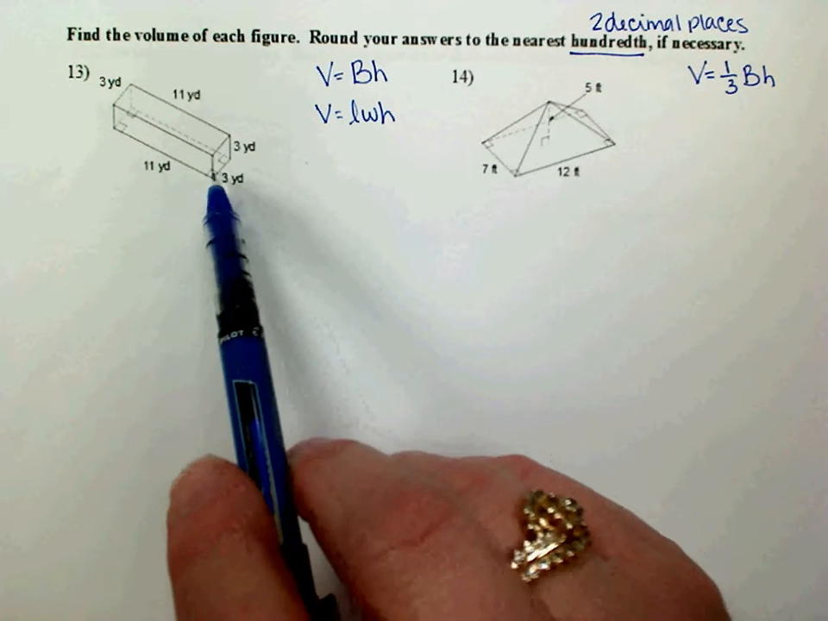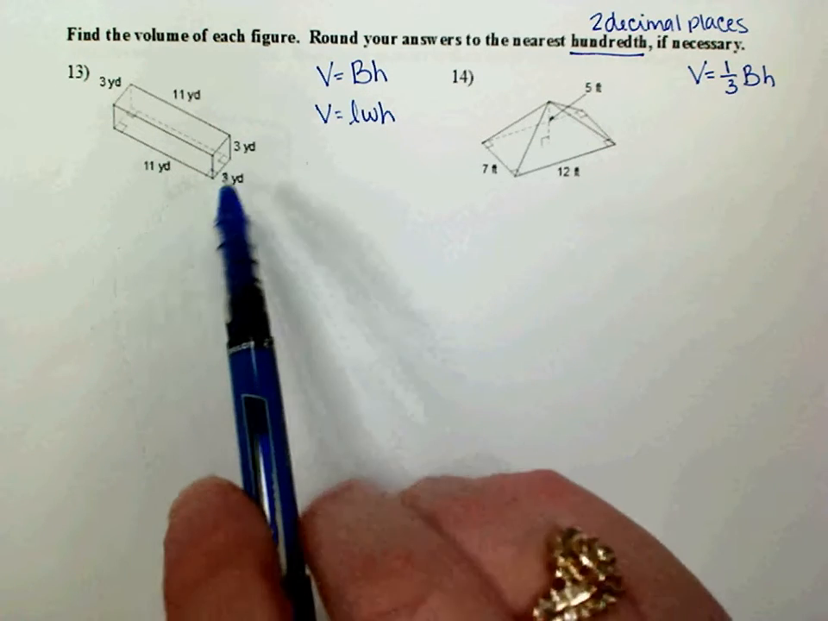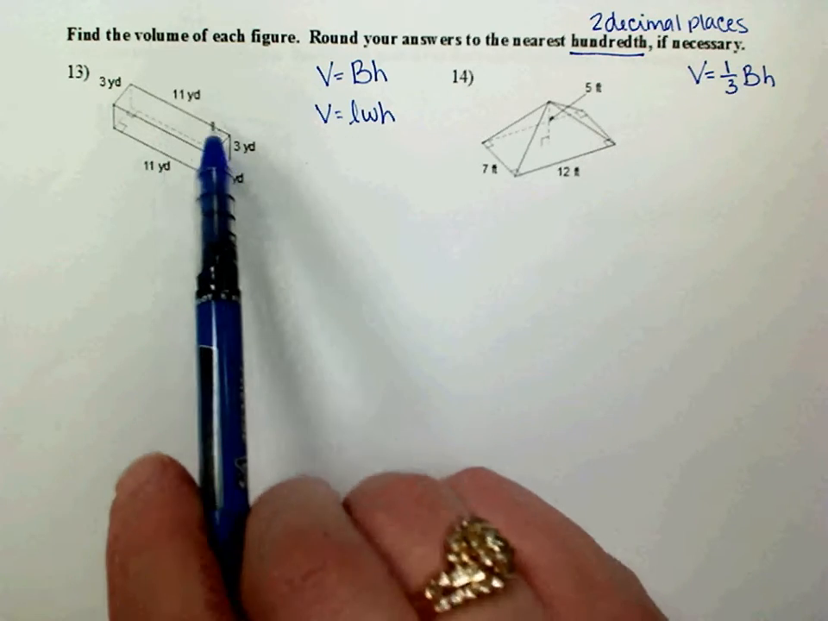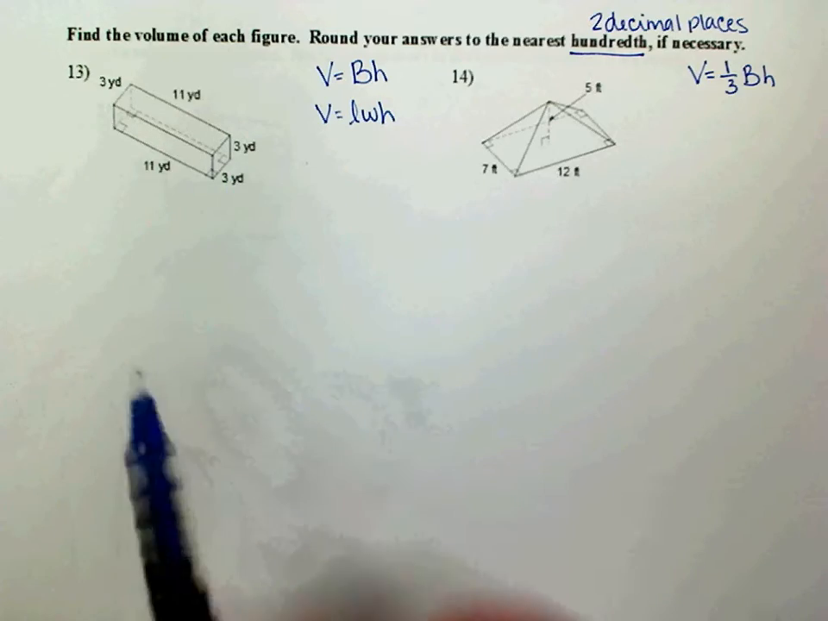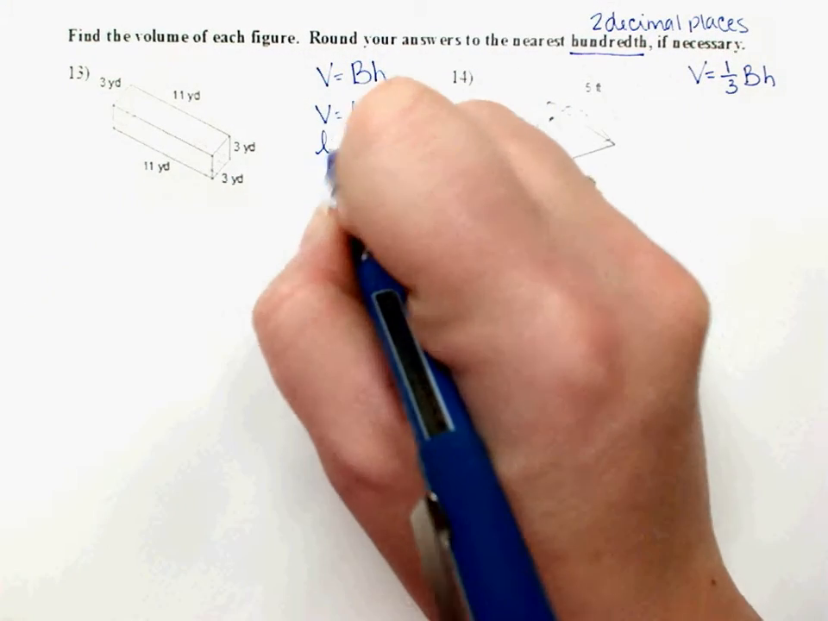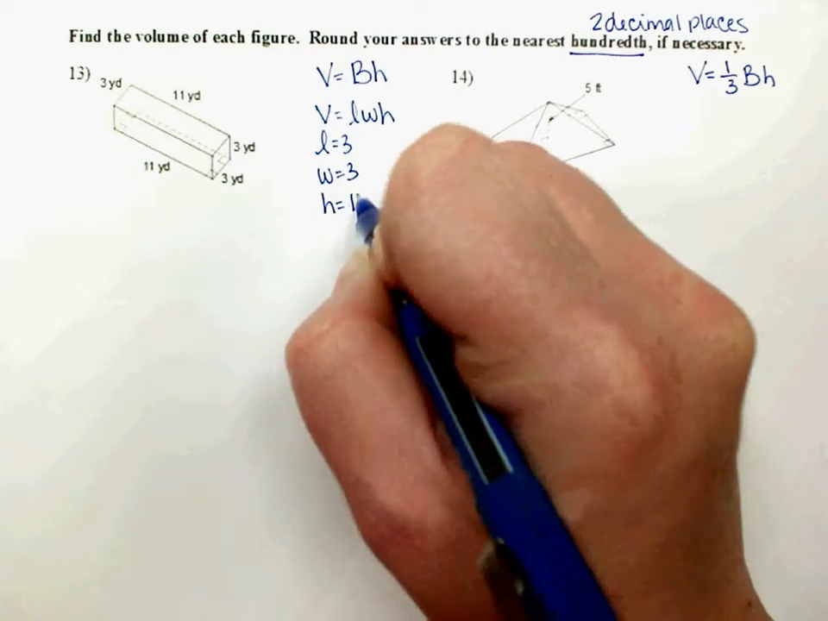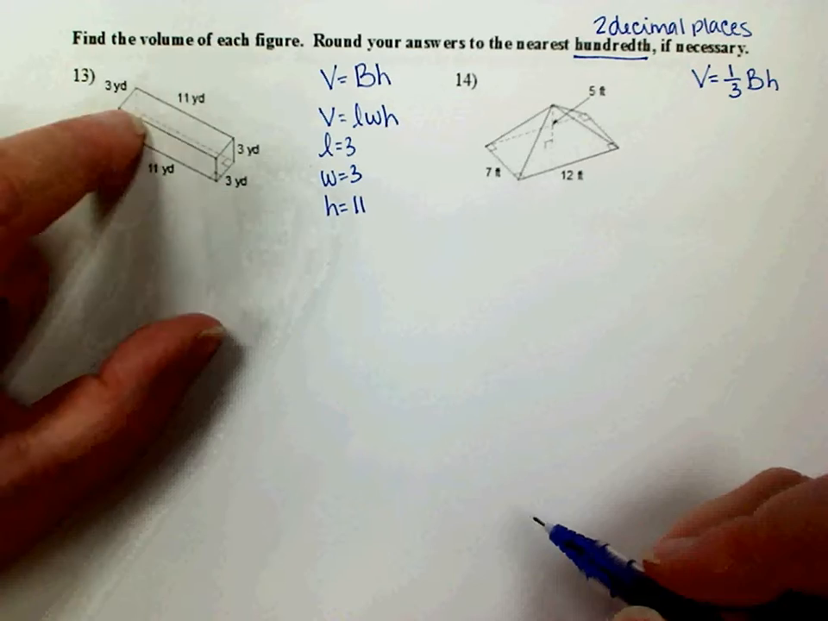For this square, the 2 dimensions are the same. That's what makes it a square. So 2 of these numbers are going to be a 3, and then the last number is going to be this 11. That's the distance between those 2 square bases. So our length and width are both 3 yards, and our height is 11 yards. Even though that's not vertical, it's horizontal, it's the distance between these 2 bases.